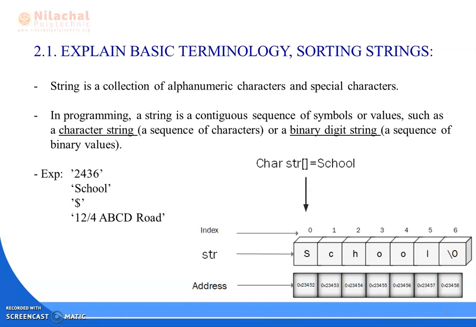In programming, a string is a contiguous sequence of symbols or values, such as a character string, which is a sequence of characters, or a binary digit string, which is a sequence of binary values. We can see some examples of string here. The string can be denoted in single inverted commas or also in double inverted commas. Here 2436 is an example of a binary digit string. The term school is a character string. With a dollar sign, we can also denote a string of special characters. And here is a combination of numeric, character and special characters string, that is 12-4 ABCD row.